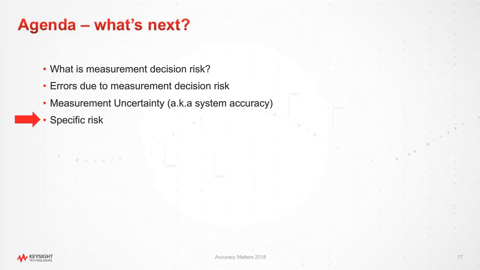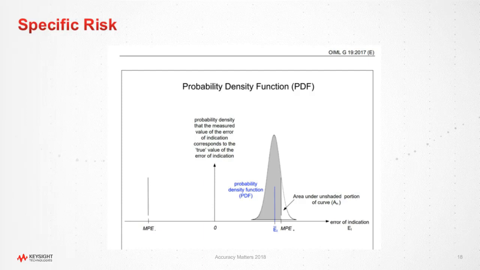So now I'd like to talk about different kinds of risk. And first I'm going to talk about specific risk. I will define that momentarily. This is if you consider the errors of false accept or false reject, if you consider the errors in your test system only.